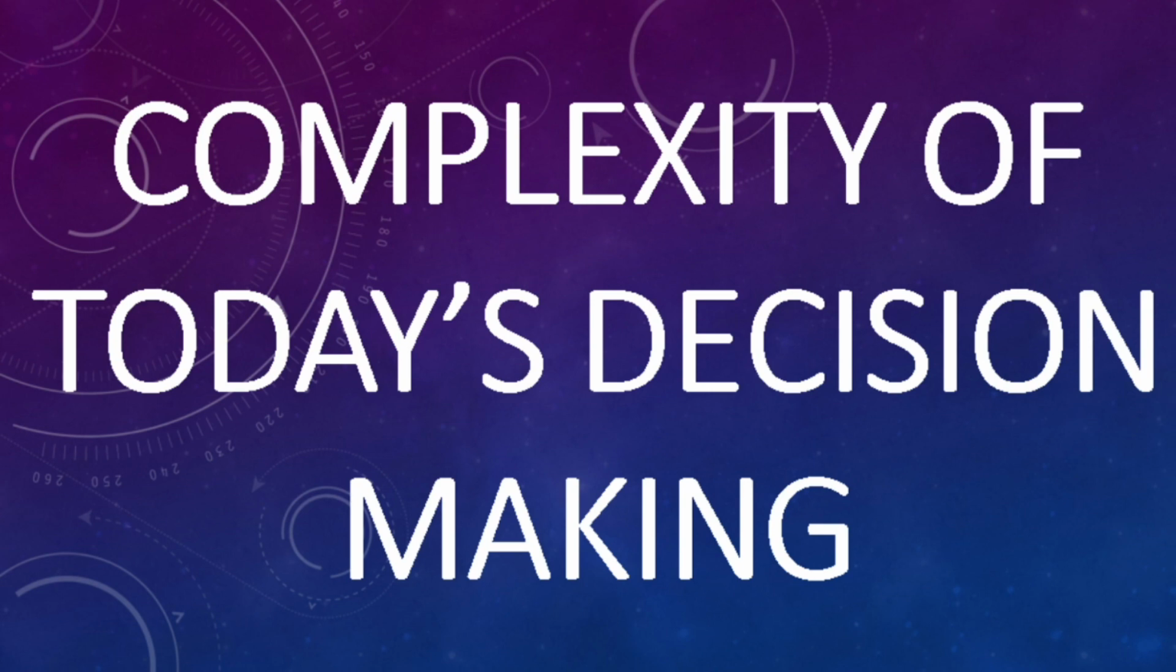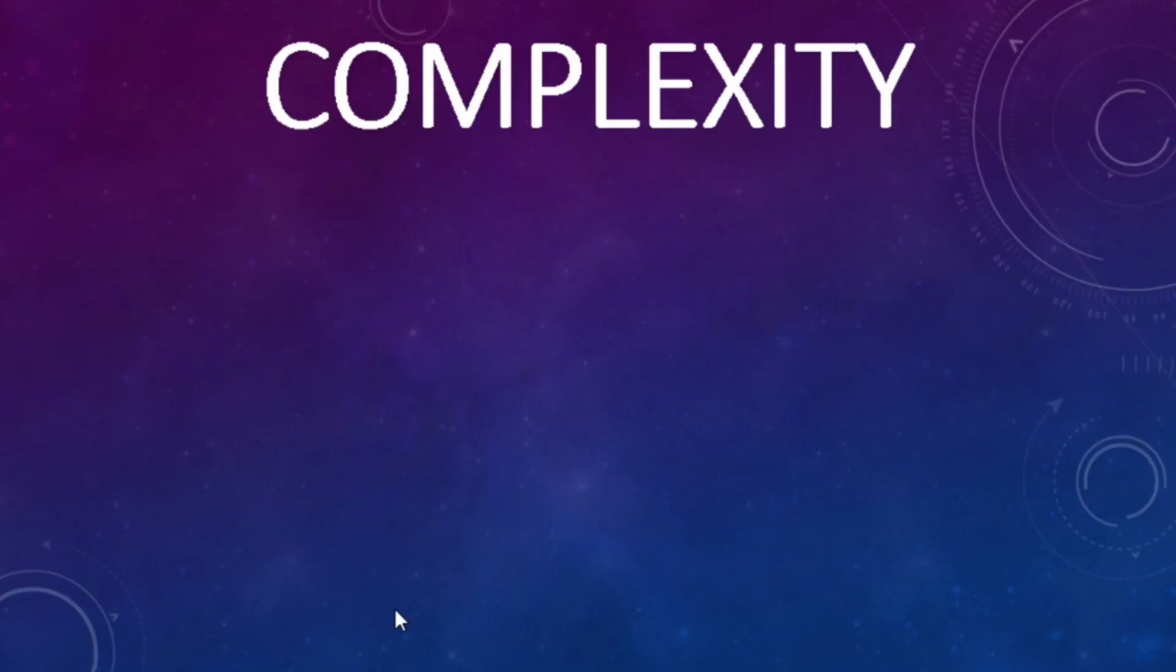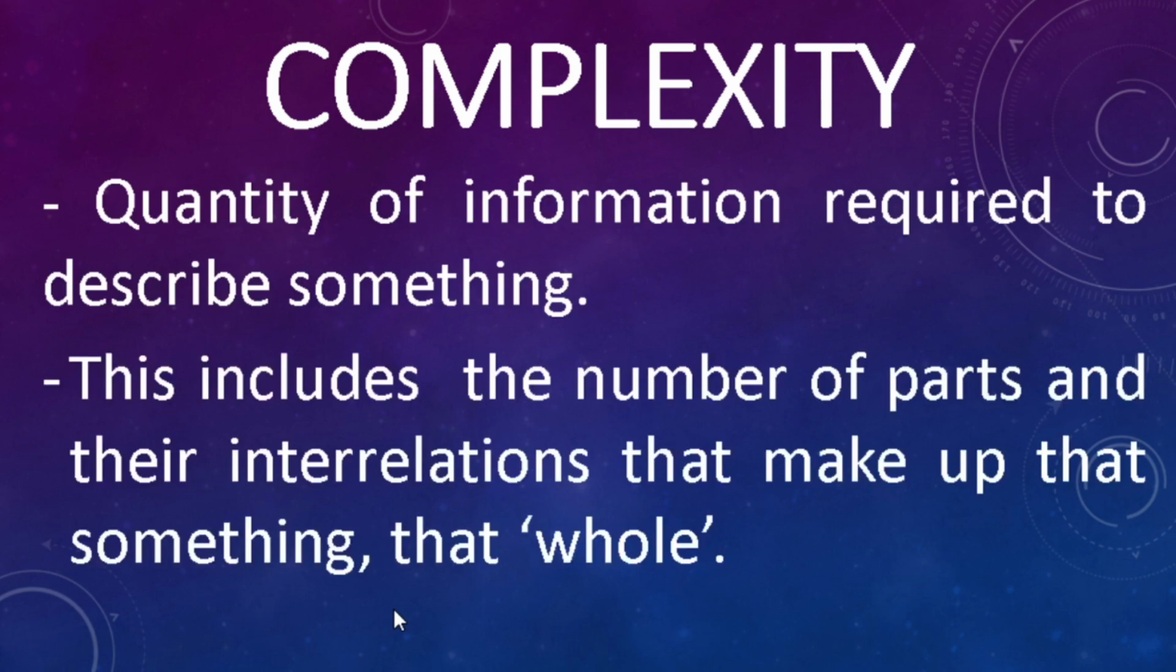So, first, let's discuss what complexity is. According to Ashby in 1973, he said that complexity is the quantity of information required to describe something. The more information, the more complex it is. This also includes the number of parts and their interrelations that make up that something, that whole.